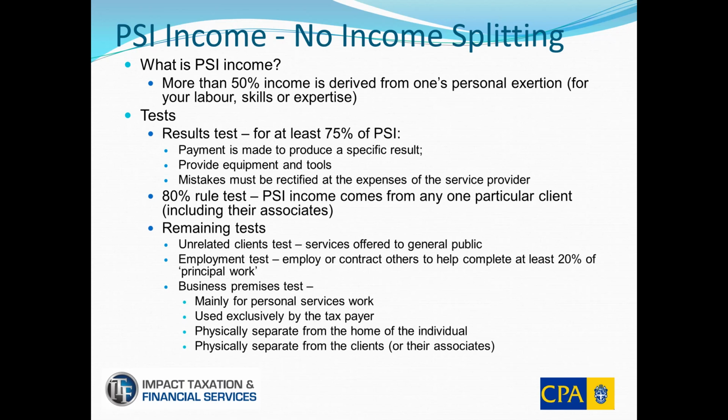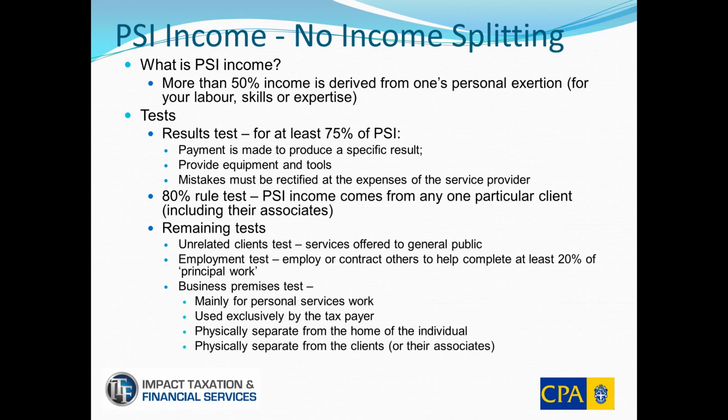And the third one in the results test: mistakes must be rectified at the expense of the service provider. I'm the service provider. If I make a mistake on any tax returns or financial statements, do I have to rectify the mistakes at my own expense? The answer is yes, of course. So as an accountant, I'm passing the results test, which means I am running a personal services business. Once that's decided, I can choose any structure, company structure or family trust, to run my accounting practice, because I passed the results test.